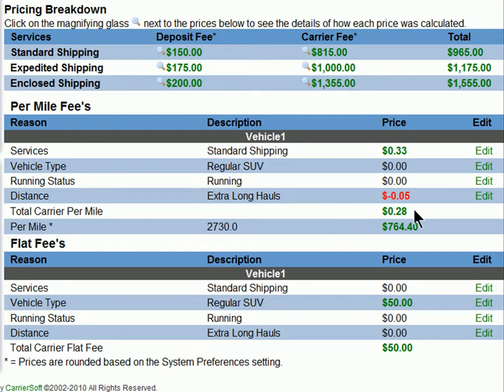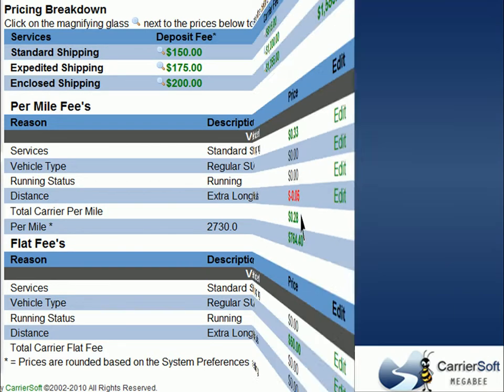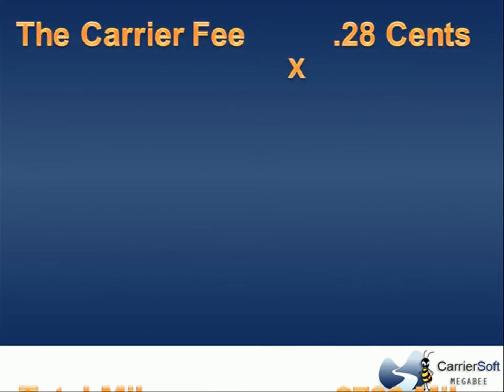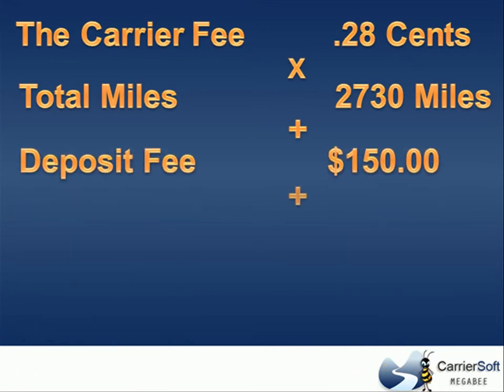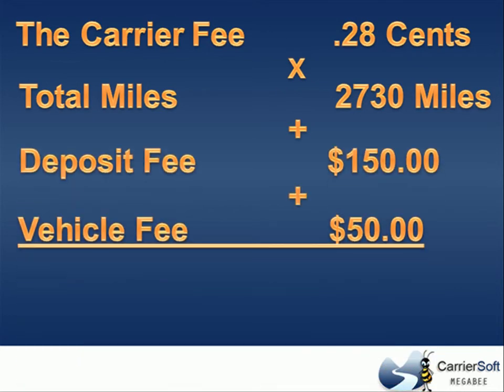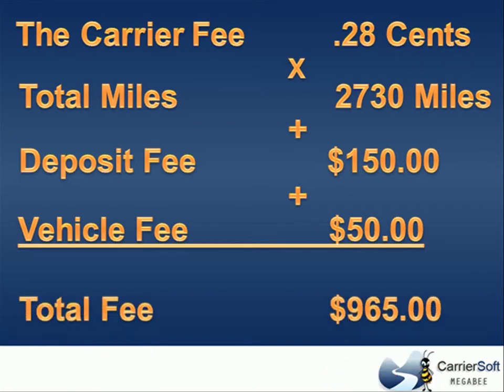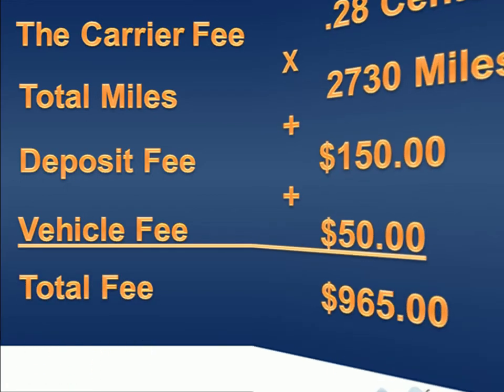Lastly, we multiply 28 cents by the number of miles, and we have our carrier price. The carrier fee equals 28 cents times 2,730 miles plus $150 deposit fee plus $50 vehicle fee, rounded to the nearest whole dollar, equals total price, exactly what our software calculates.